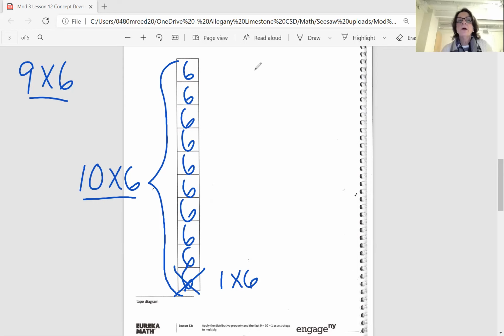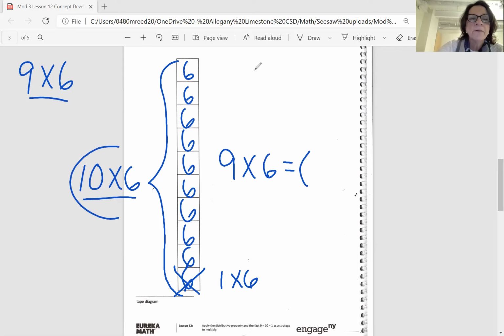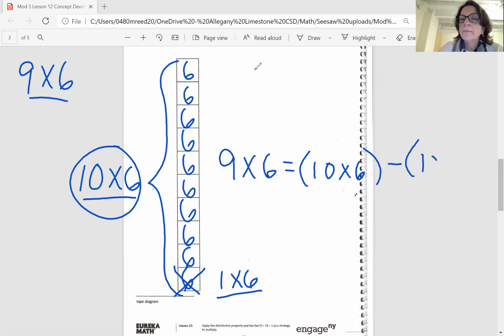All right. So we want to find 9 times 6, and let's see how we do it. We take our 9 times 6, and we're going to say, well, that's the same as if I took my whole picture of 10 times 6, and then remember how we got to 9 6s? We crossed one off, so we'll subtract 1 times 6. And so we're saying 9 times 6, or 9 6s, equals 10 times 6, take away 1 times 6.